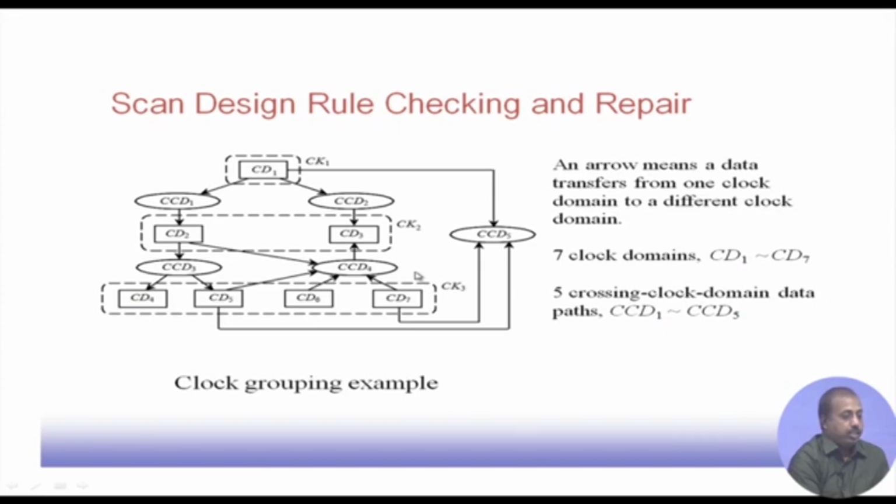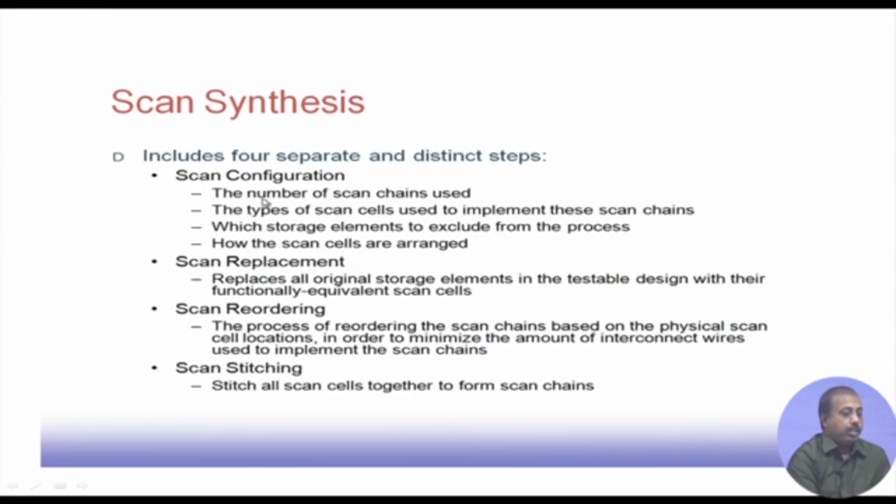So this design rule may check whether there is any violation or not. Then comes scan synthesis. The first part of scan synthesis is scan configuration. The first input that we have is the number of scan chains used.